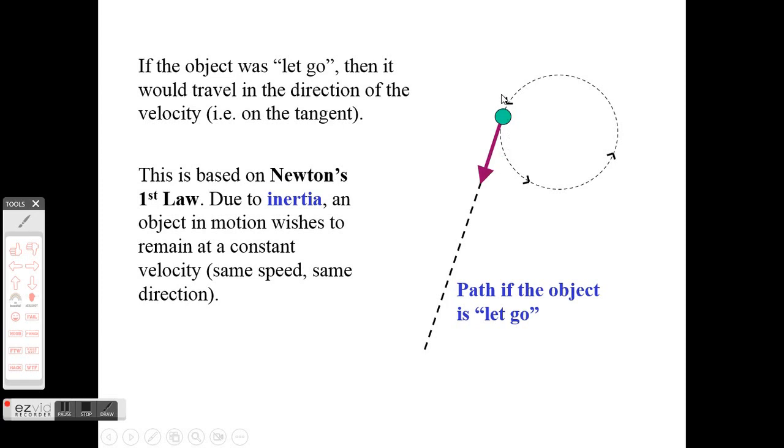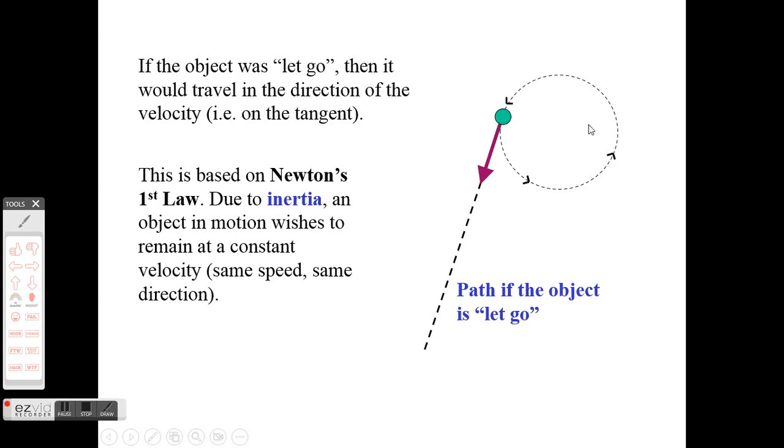Due to inertia, an object in motion will remain at a constant velocity, same speed and same direction, unless it's acted on by another force. And so if we remove whatever's in the middle, pulling it towards the middle, it's going to just keep on going in a straight line.